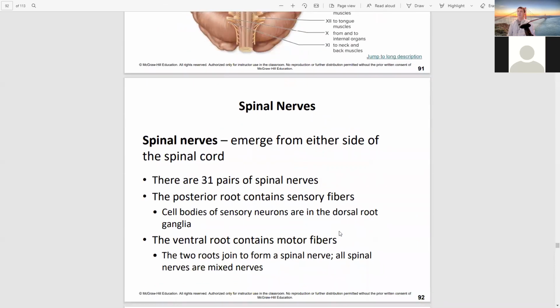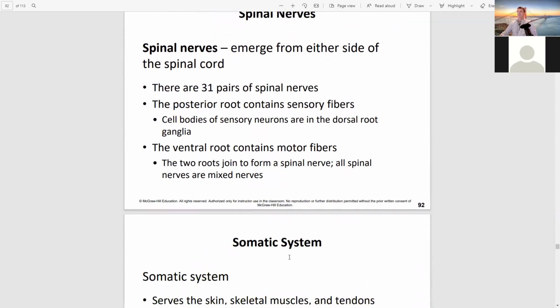So spinal nerves emerge from either side of the spinal cord. There are 31 pairs of spinal nerves. The posterior root contains sensory fibers, and cell bodies of sensory neurons are in the dorsal root ganglia. The ventral root contains motor fibers. The two roots join to form a spinal nerve. All spinal nerves are mixed nerves.